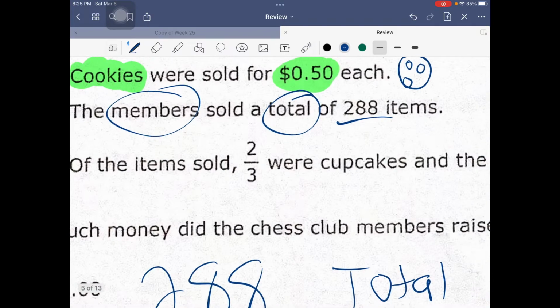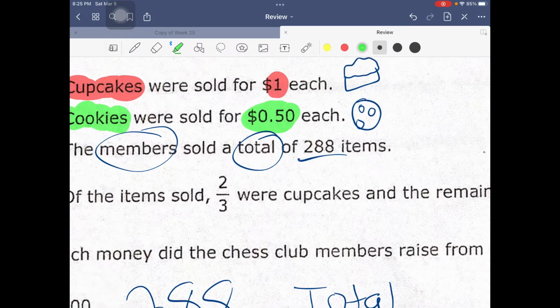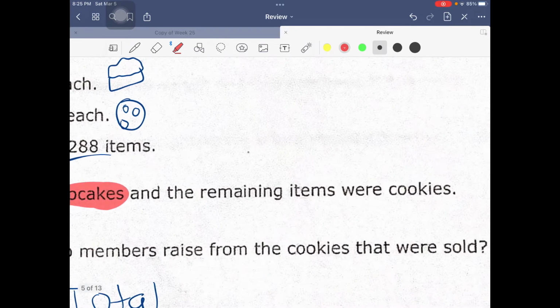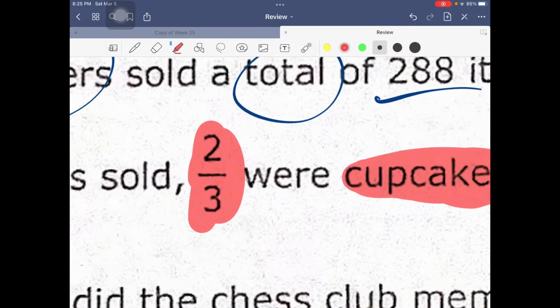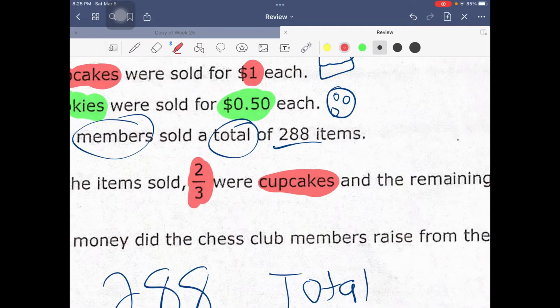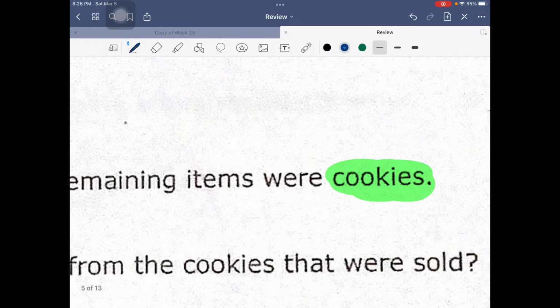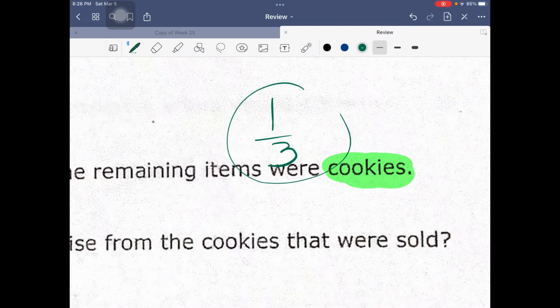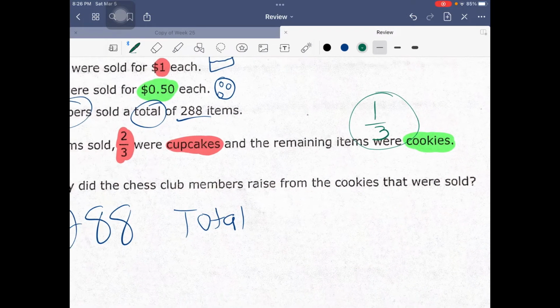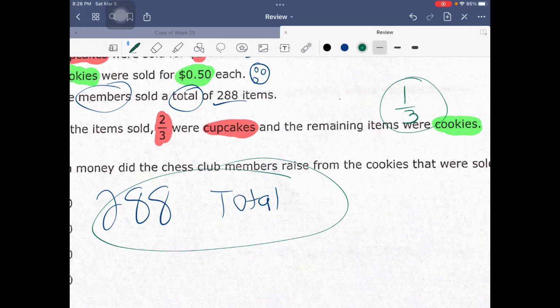Of the items sold, 2/3 were cupcakes. 2/3 were cupcakes. And the remaining items were cookies. The rest were cookies. If 2/3 is my fraction for the cupcakes, what's my fraction for the cookies? Correct, 1/3, because together they make one whole. So that means 1/3 of the items were cookies.